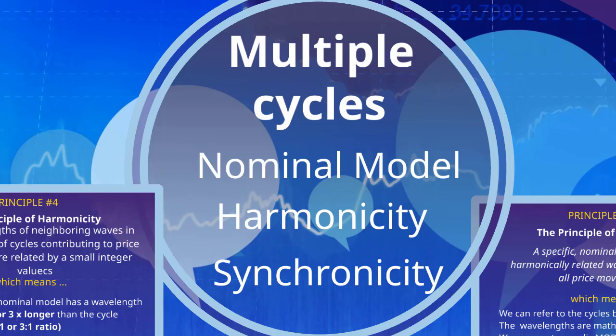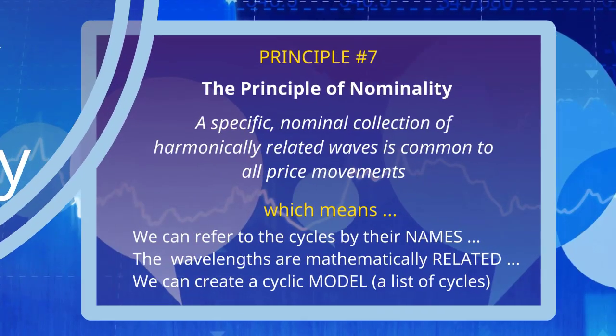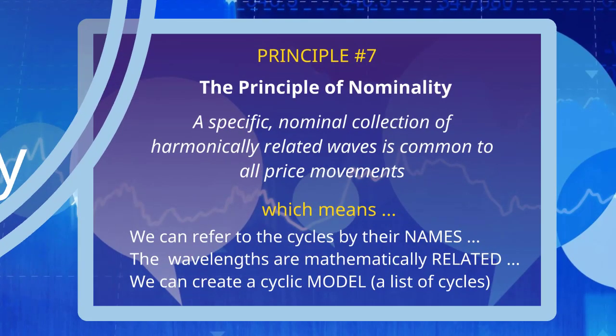The first thing that we're going to be speaking about is the concept of the nominal model. This comes from the principle of nominality, one of the basic principles that Hurst defined. That principle states that a specific nominal collection of harmonically related waves is common to all price movements, which tells us that there is a specific collection of cycles. They are not a totally arbitrary collection of cycles, but a specific collection of cycles. It also tells us that we can refer to the cycles by their names.